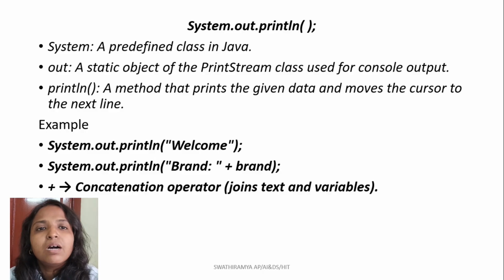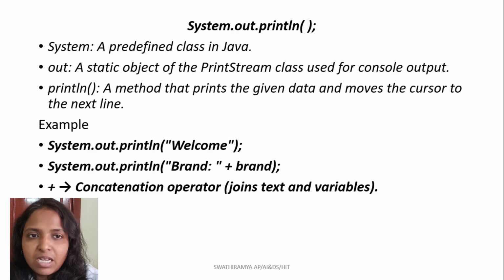Similarly, in Java also we have some predefined classes. Inside the predefined classes, we have predefined functions and variables. We can use these predefined functions whenever we want inside our program. System is nothing but a predefined class in Java. Out is a static object of the PrintStream class. I told you System is one of the predefined classes. Similar to System, we have another class named PrintStream.